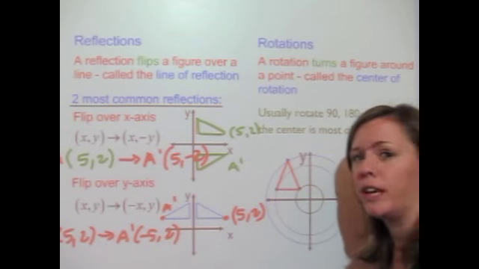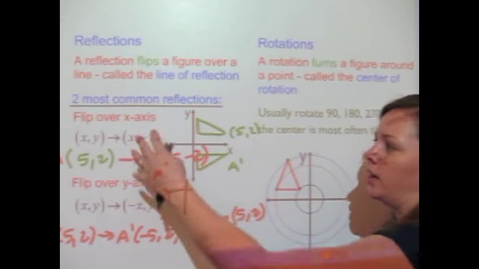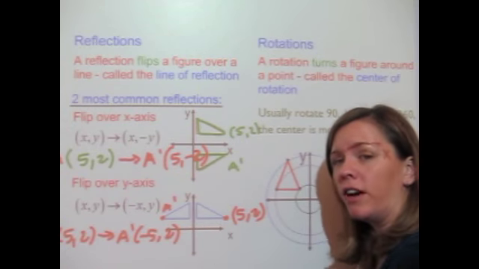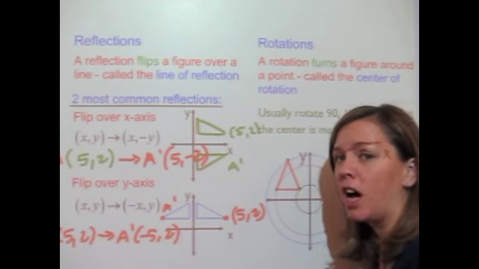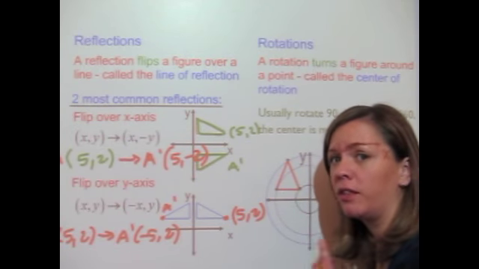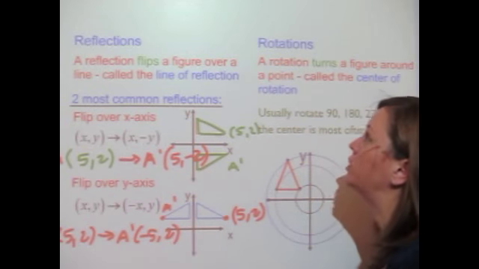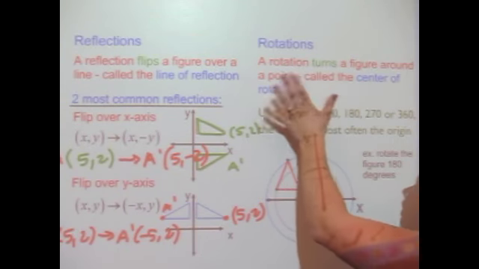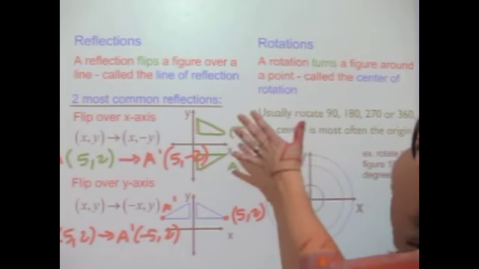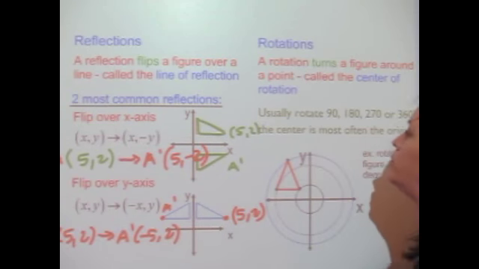We also have rotations. There's not a clear-cut formula to identify a rotation because really it's a matter of trigonometry, but there's some common rotations that if you're familiar with, you'll be able to solve all the problems that you need to solve. So a rotation turns a figure around a point. That point that you turn it around is called the center of rotation.